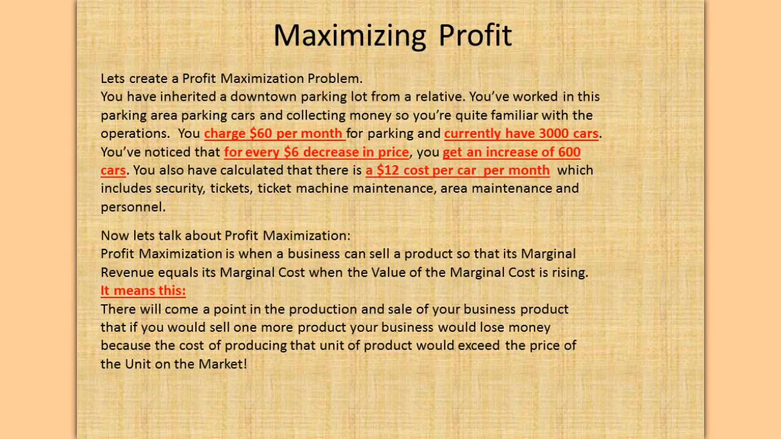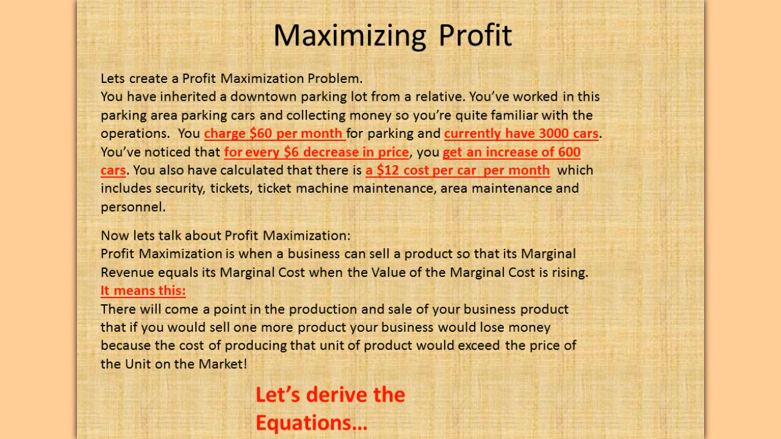Now let's talk about profit maximization and what it is. Profit maximization is when a business can sell a product so that its marginal revenue equals its marginal cost, when the value of the marginal cost is rising. This means there will come a point in the production and sale of your product that if you sell one more unit, your business would lose money, because the cost of producing that unit would exceed the price of the unit on the market. I'm going to show you that in a chart and how we look at that.